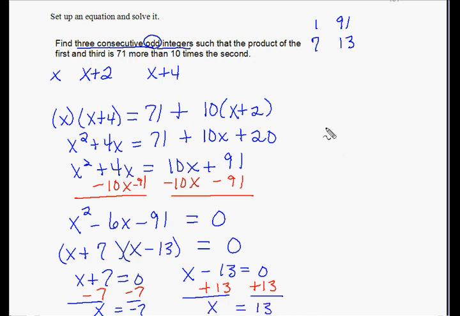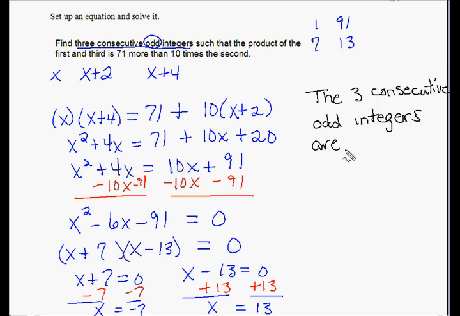So again, this is a word problem. We need to answer in words. The three consecutive odd integers are negative 7, adding 2 would be negative 5, and adding 2 more would be negative 3. Or, since they didn't specify even, positive or negative, we'll also go with 13. Adding 2 is 15, and adding 2 is 17. So we have two sets of three consecutive odd integers that makes this situation true.